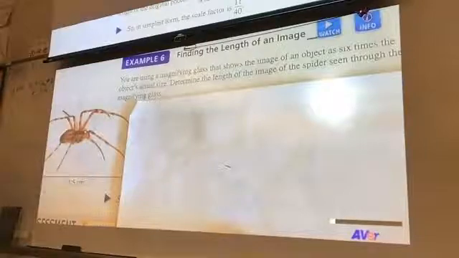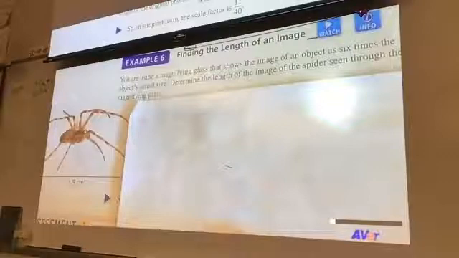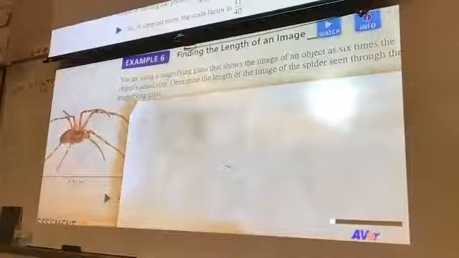So 1.5 centimeters is the actual real-life spider size. They're asking us what the length of the image is going to be through the magnifying glass. So what is it going to look like through the magnifying glass? Okay, this one, we can do pretty easily, right? Just common sense wise, what would we do to find this answer?